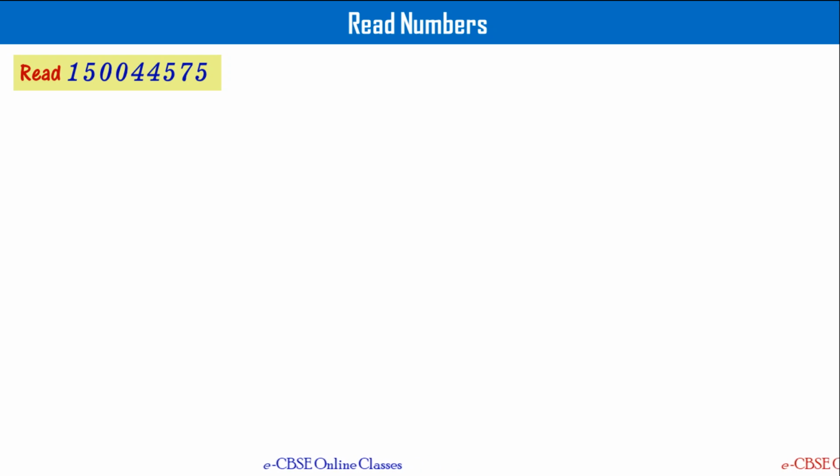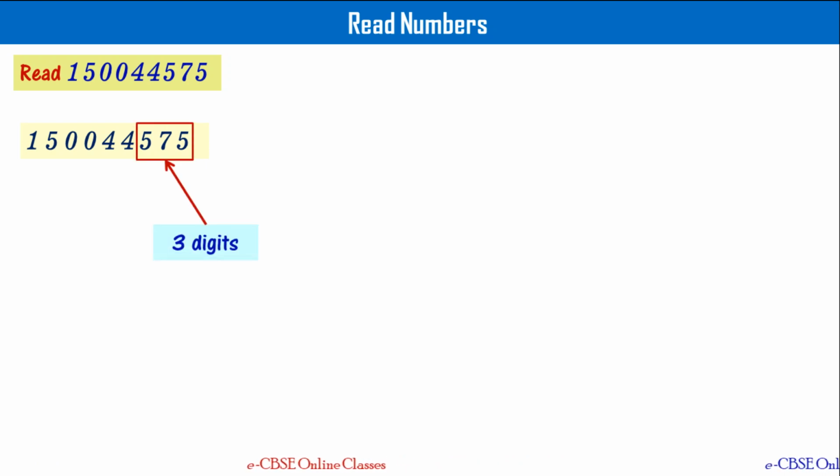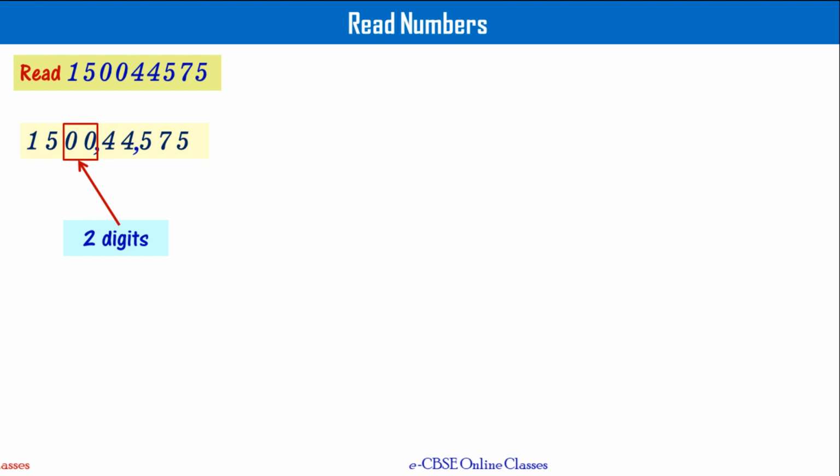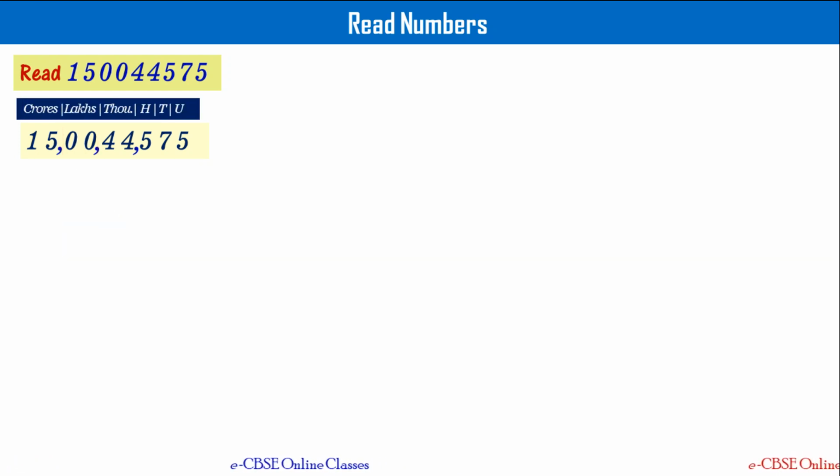Let's read the number 15000,44575 using the Indian system of numeration. To do that, we have to split the given number into various groups. The first group from the right has got 3 digits. Let's mark it. The next group has got 2 digits. Let's mark it. And the next group has got 2 digits. Let's mark it.